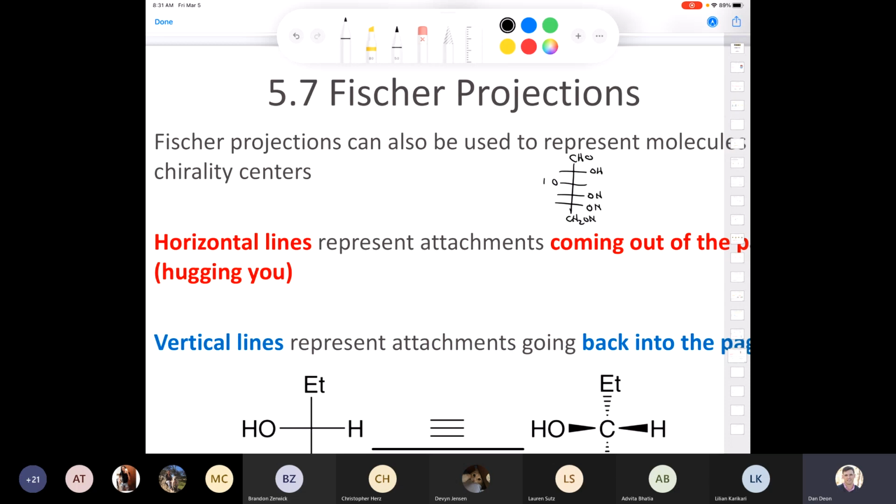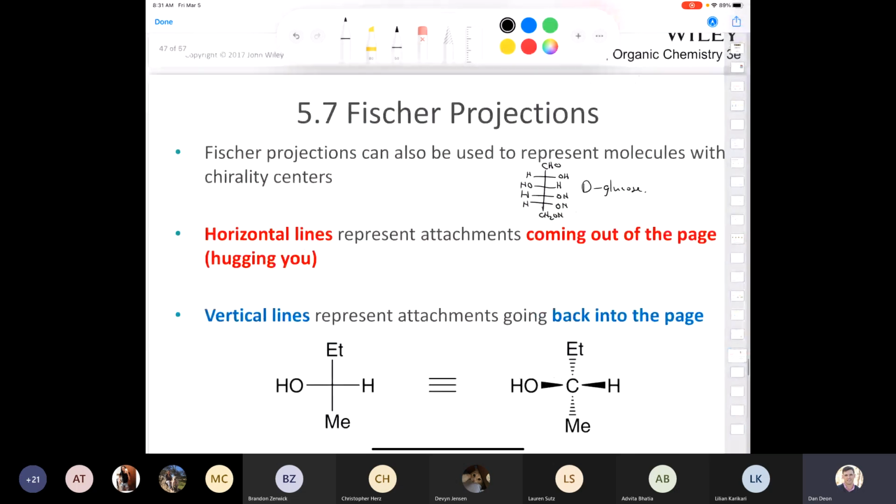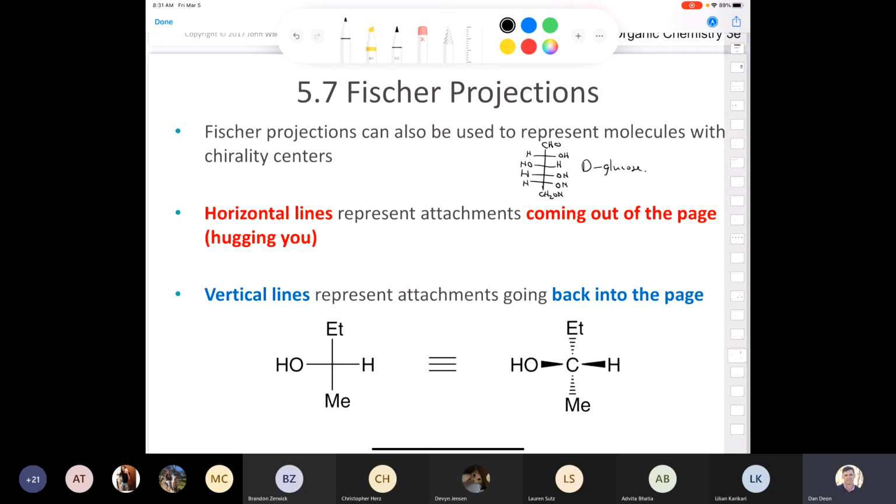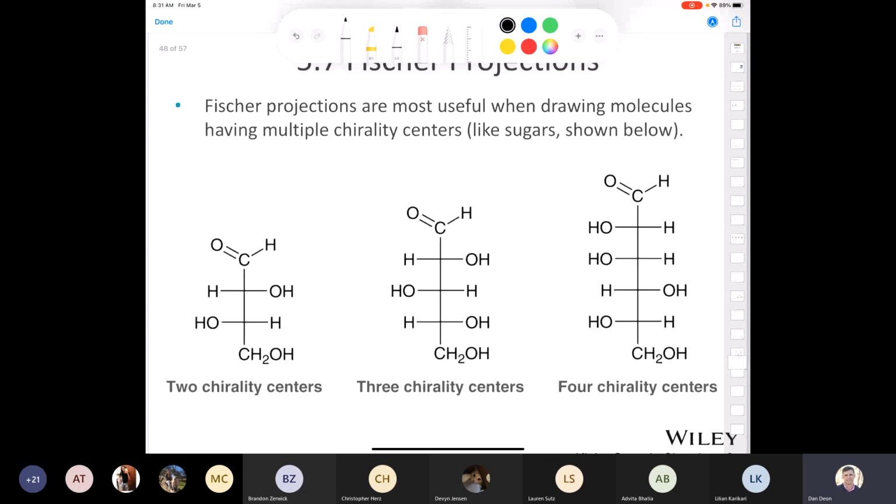Okay, if you draw this molecule here, this is called D-glucose, which is what we call a hexose. And in organic chemistry 2, we do a whole chapter that deals with carbohydrate chemistry. And the reason that Fischer projections exist is not just to make your life miserable and teach you something else. The reason these exist is because when Emil Fischer was studying carbohydrates, he was trying to assign the structures of all the different carbohydrates.